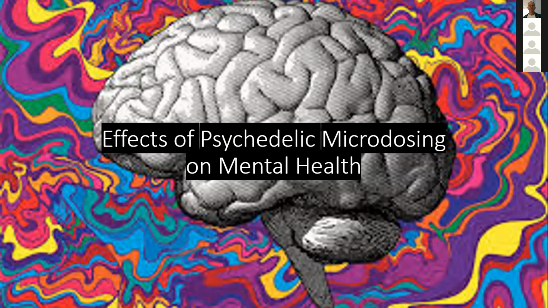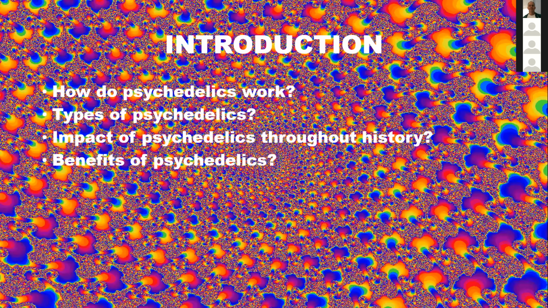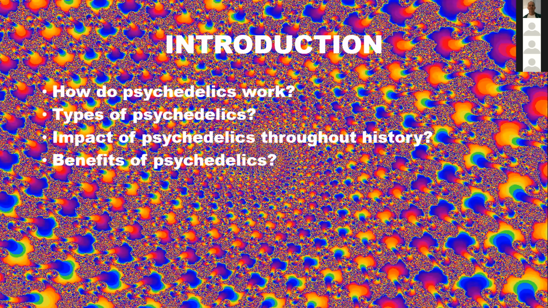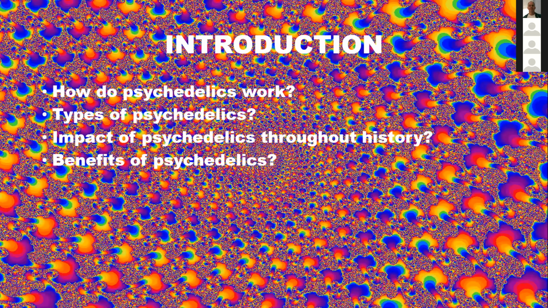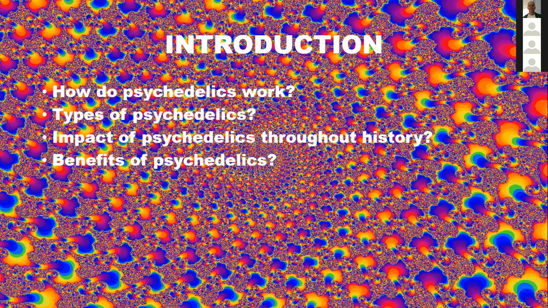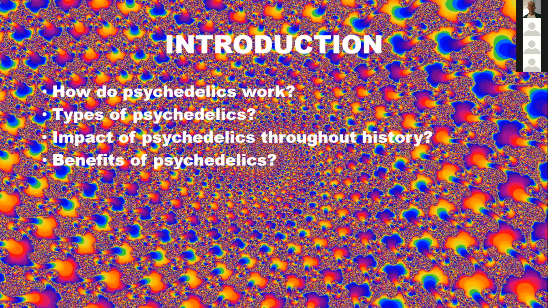So my paper is on the effects of psychedelic microdosing on mental health. Introduction. Psychedelics, as their name suggests, are psychoactive drugs that bind to the 5-hydroxytryptamine 2A receptors and activate them, causing psychological and physiological changes. The 5-hydroxytryptamine 2A receptors are found in multiple areas of the brain, such as the prefrontal cortex, the striatum, the ventral tegmental area, and the thalamus.